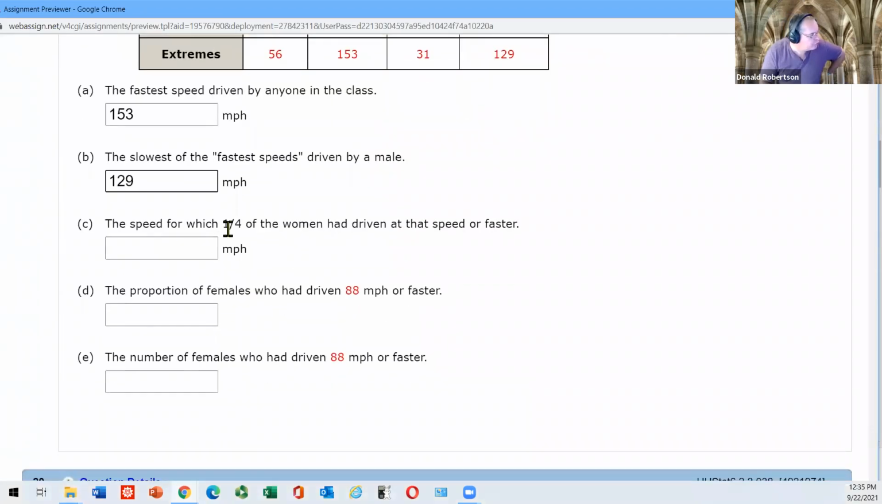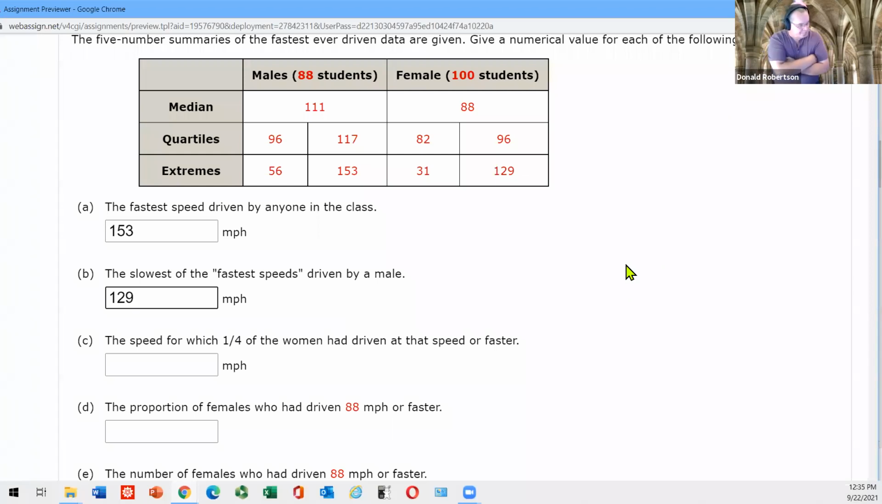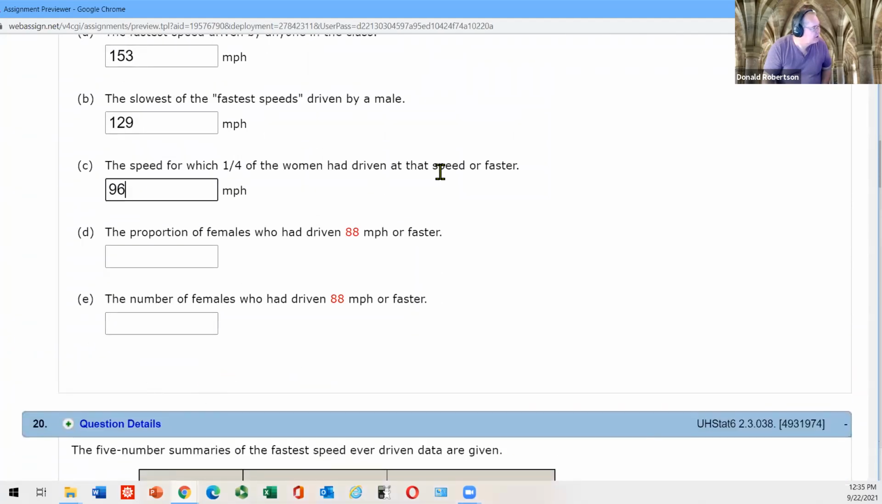The speed for which 1/4 of the women had driven at that speed or faster. I would have said the top 1/4. Now, if you're talking about the top 1/4, wouldn't that be another way of saying that speed? So I'm putting in 96. Oh, darn it, I can't put check, but never mind.